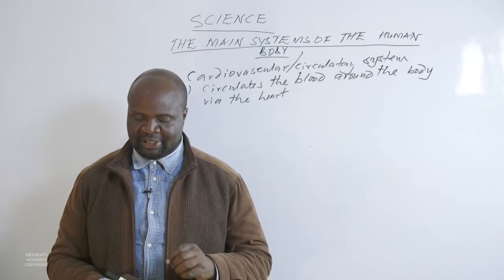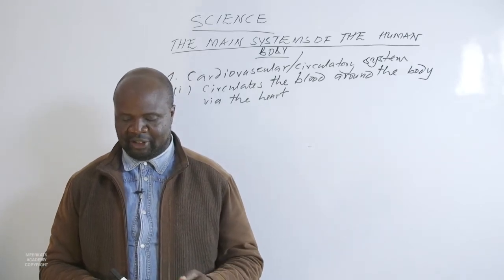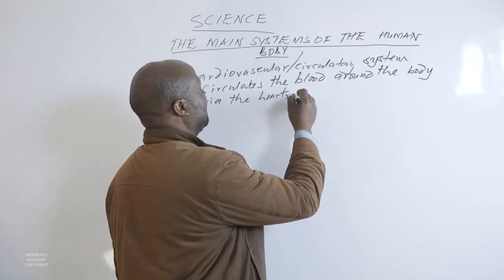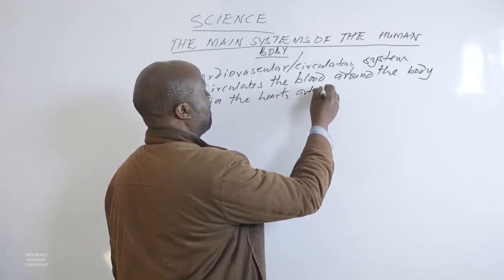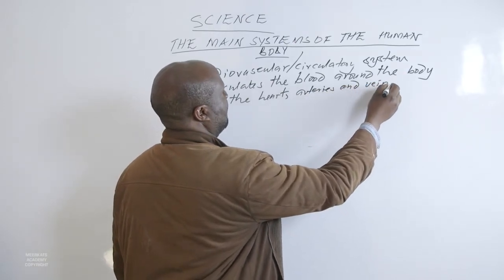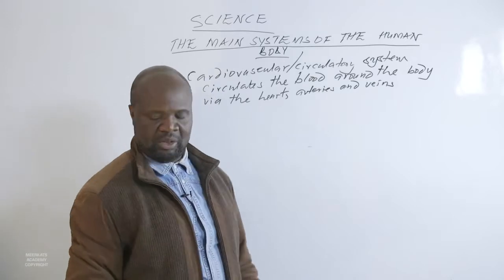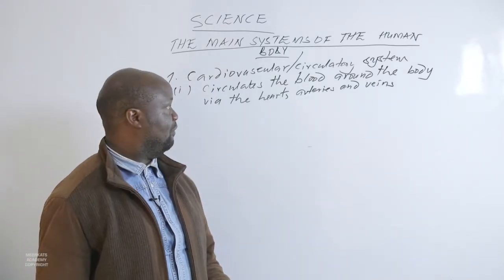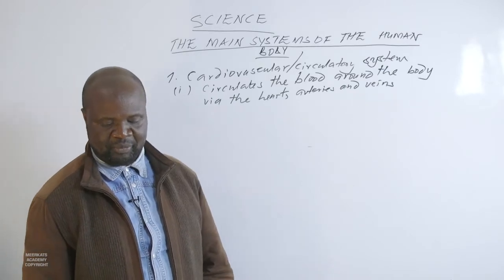So we are saying it circulates the blood around the body via the heart, arteries, and veins. Yes, that is the main function of the circulatory system.